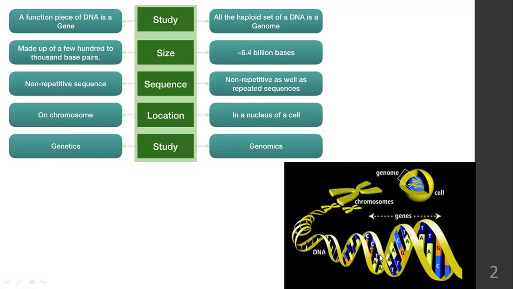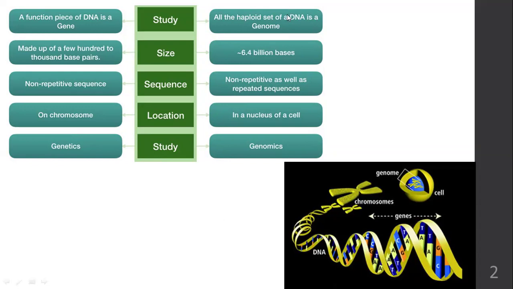A few thousand base pairs will form one gene, and it is non-repetitive. Genes should not be repetitive. If the genes are repeating, it will lead to some form of genetic disorders. And you will find genes on the chromosome. You can see here chromosomes are the ones that carry the genes. When you study different sequences of genes, you are studying genetics.